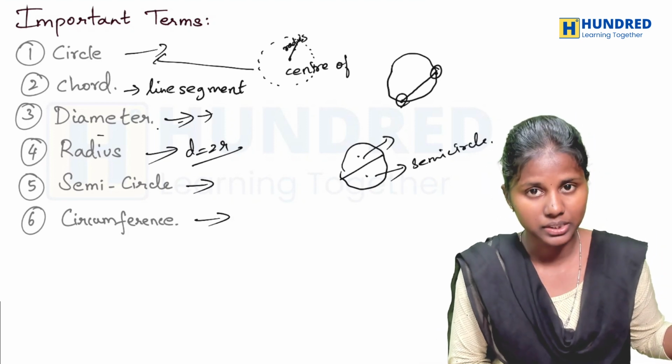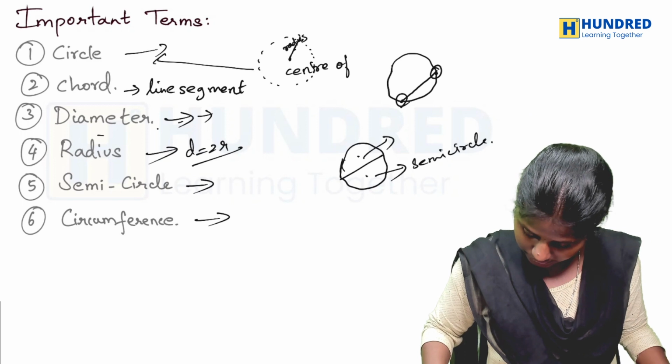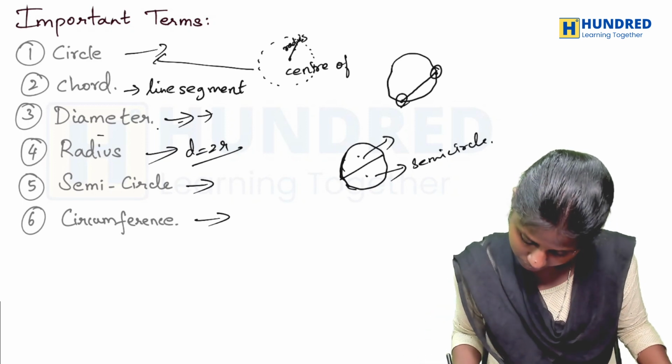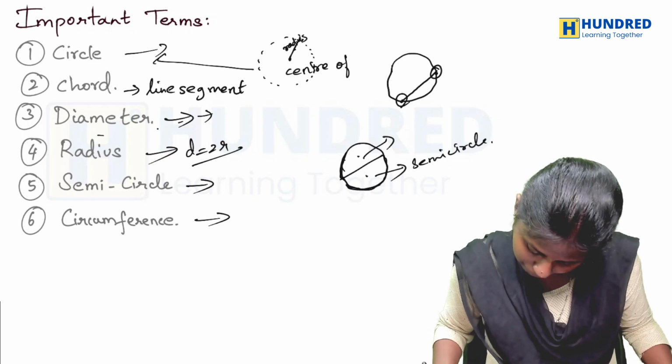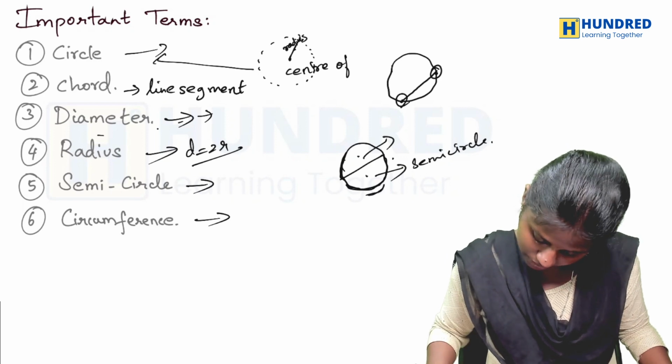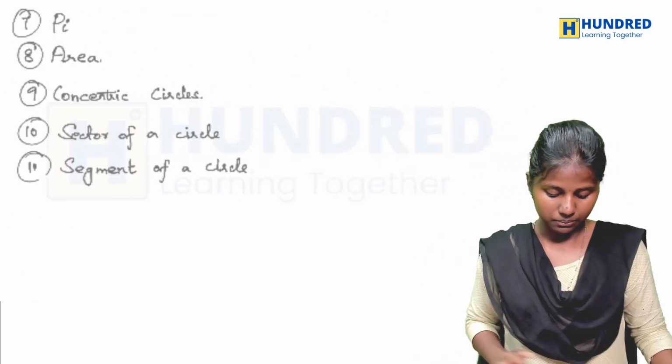And when I talk about circumference, circumference is the boundary of a circle. And a part of this boundary is termed as an arc.